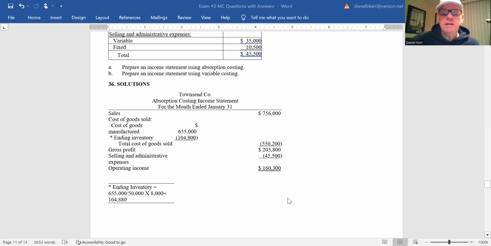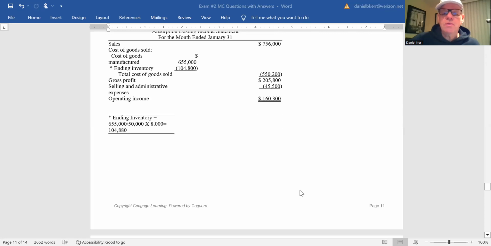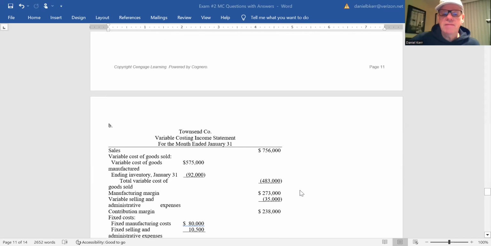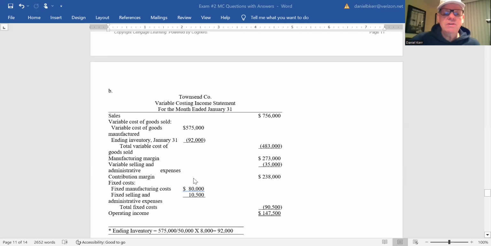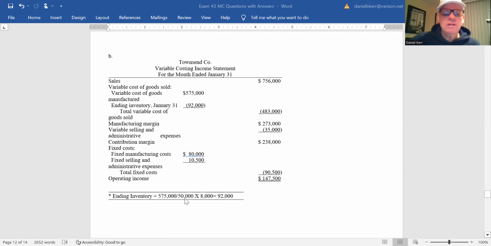So now variable costing, remember, you treat all fixed costs as period costs. They're not inventory. So there's your sales figure. The ending inventory under variable costing only includes the variable costs. So the variable costs are only 92,000 in the ending inventory. 575,000 divided by 50 times 8 gives you your 92,000 for your variable cost of goods manufactured. So your manufacturing margin here is 273,000.